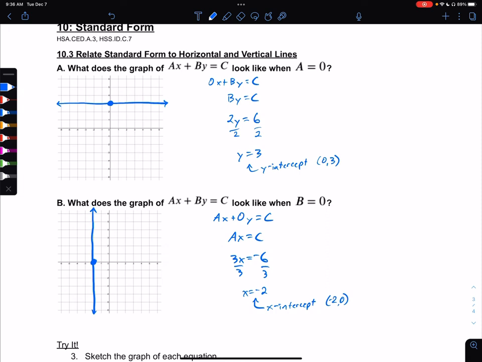So it seems a little backwards, right? If you don't have an x, if you have a y value, your line is going to be parallel to the x-axis. So in part A, you have a horizontal line, and in part B, when you only have an x value, you have a vertical line. That's it. You shouldn't have too much difficulty picking up on this. It'll take a couple practice problems, and you should have the hang of it pretty easily.